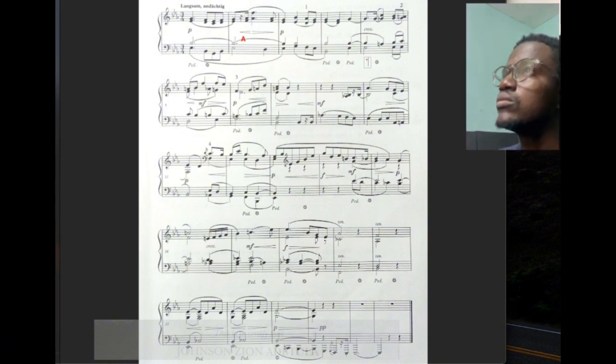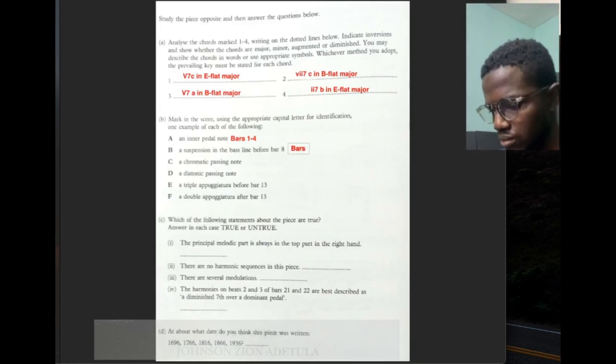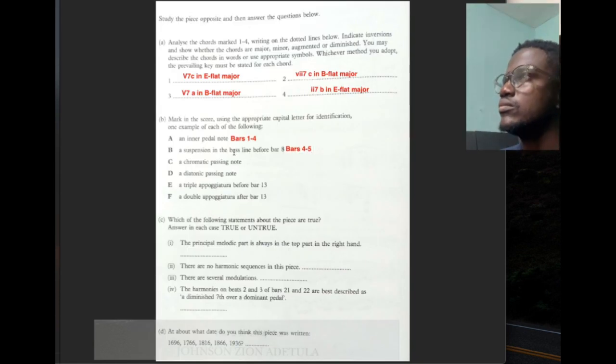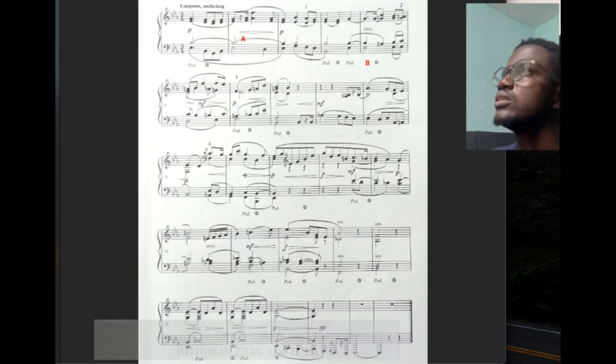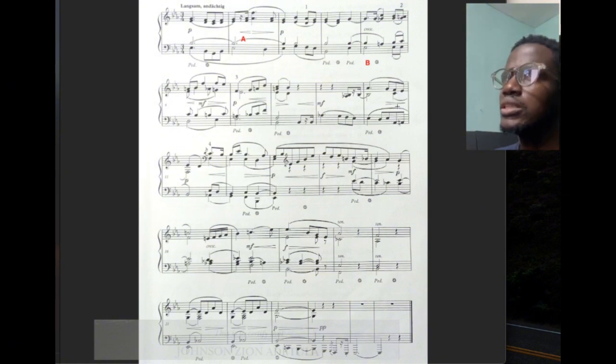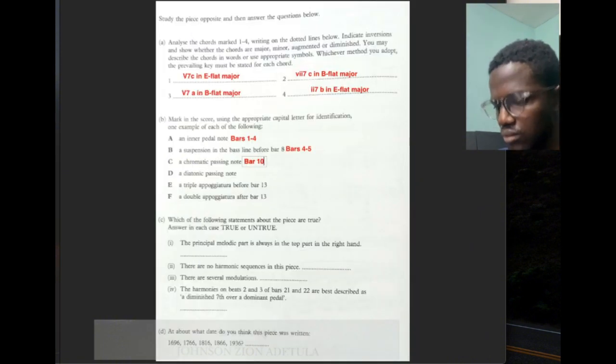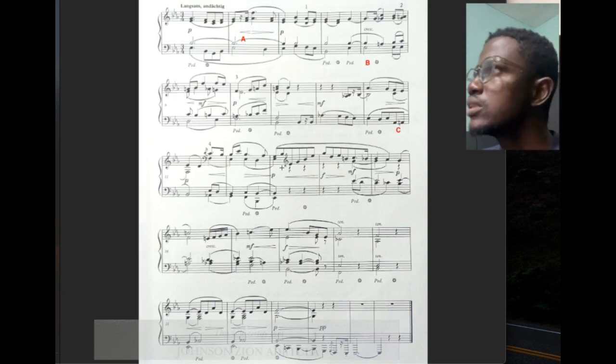So a chromatic passing note, then a diatonic passing note, C and D. Chromatic passing note the other time, we're looking at if A natural or A flat was persistent. If this is a move to E flat major, then this is a chromatic. That will be part 10. And diatonic, most likely here.